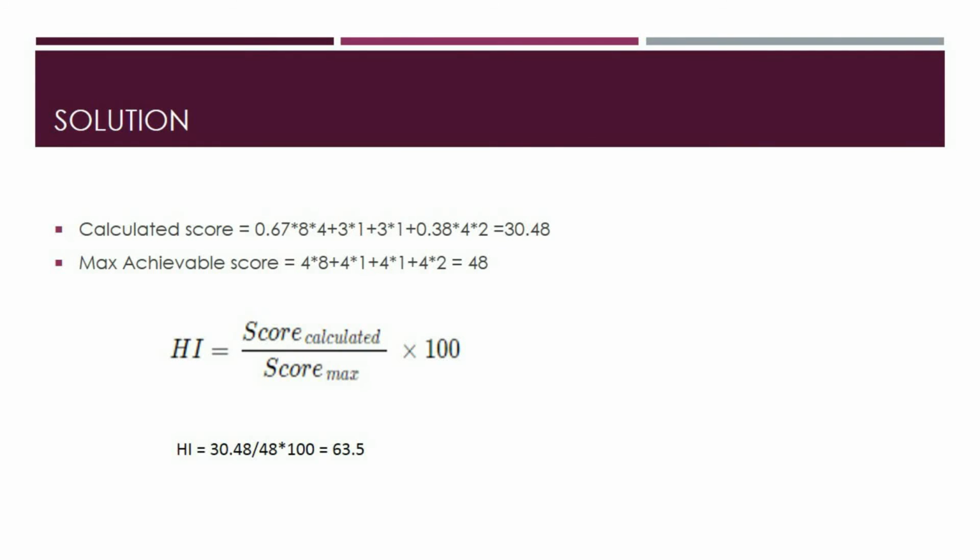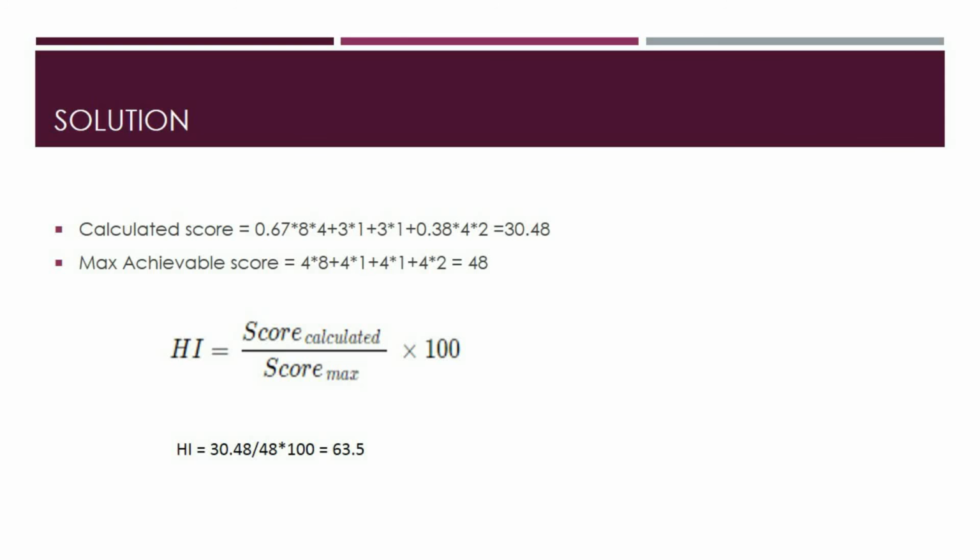So again, the formula is very simple. You first calculate the overall score. So remember, we got 67 as a health index, so we divide that by 100 and multiply by 8 because it's the weight, and then we multiply by 4 because that's the maximum score. And then you add the rating of 3 for the visual inspection, so 3 times 1 plus 3 times 1, and then again plus 0.38, which is what you get for the conductors, times the maximum score, which is 4, times 2, which is the weight. And overall, you would get the number as 30.48.